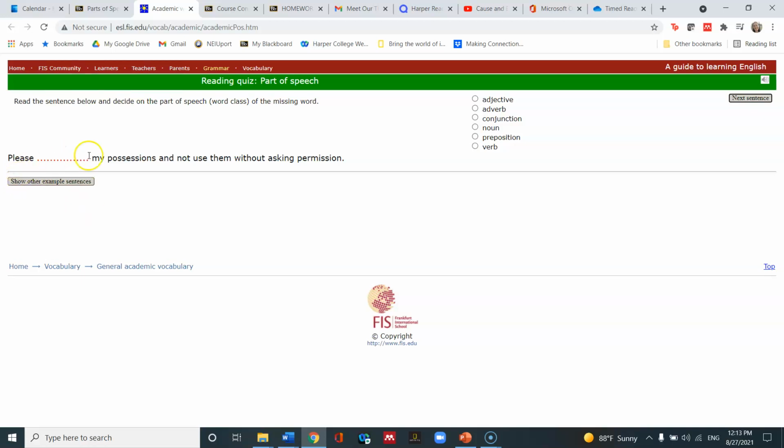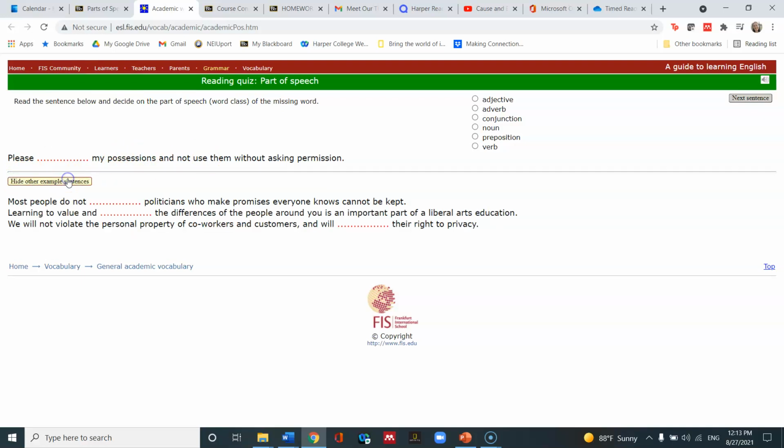Okay, so please verb my possessions and not use them without asking permission. So we can also see more examples here, and then up here is where we choose which part of speech it is. So here I see do not and will. So most people do not verb politicians. Okay, we will not and we will, so I think that has to be a verb. And now it tells me I'm correct, and it actually tells me what the word is, and then I can go to the next sentence.